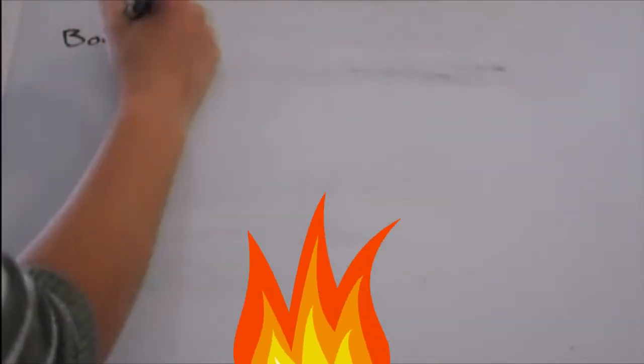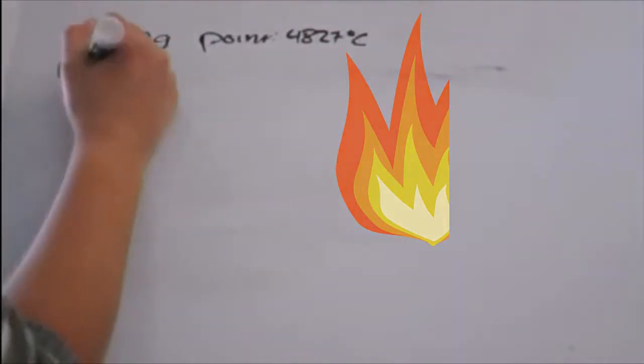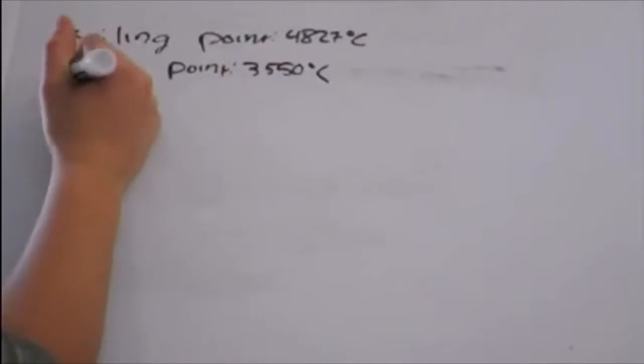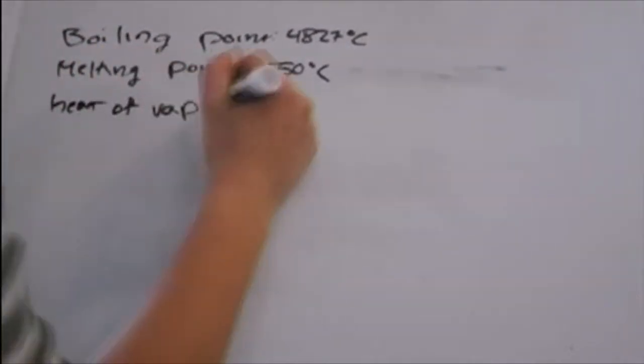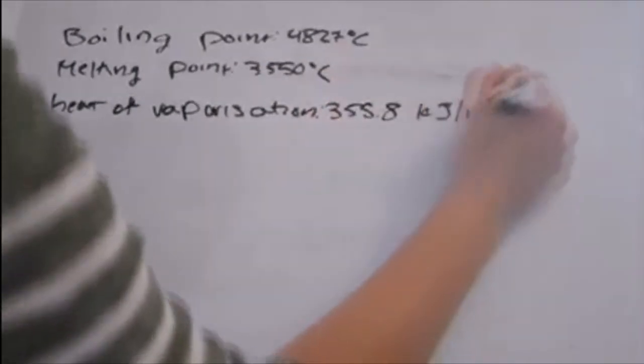Carbon has a boiling point of 4,827 degrees Celsius and a melting point of 3,550 degrees Celsius. The element's heat of vaporization is 355.8 kilojoules per mole, and its heat of fusion is 105 kilojoules per mole.